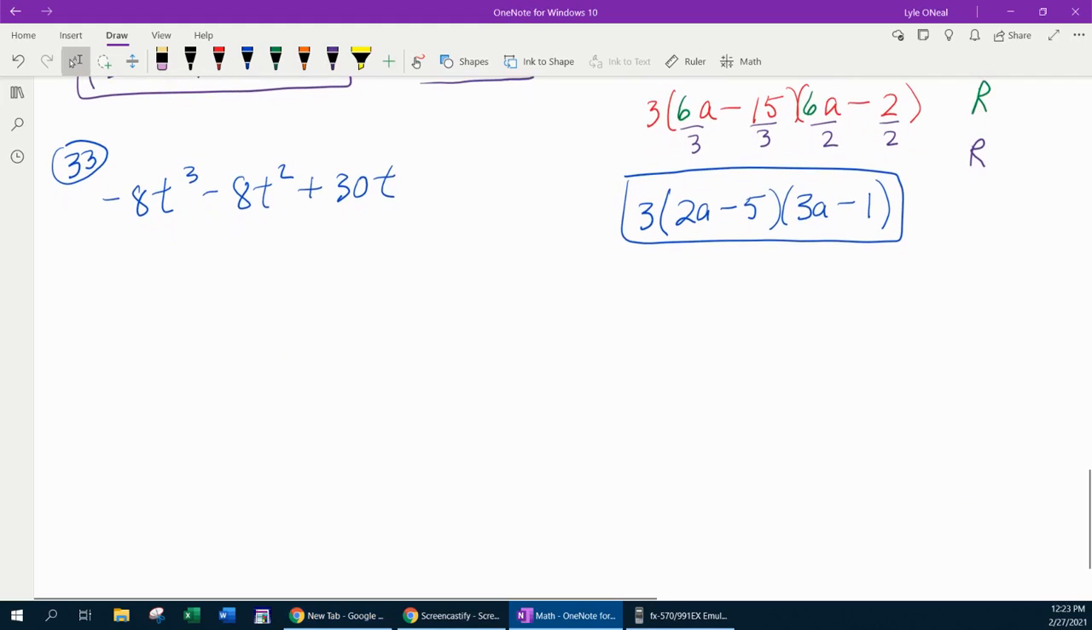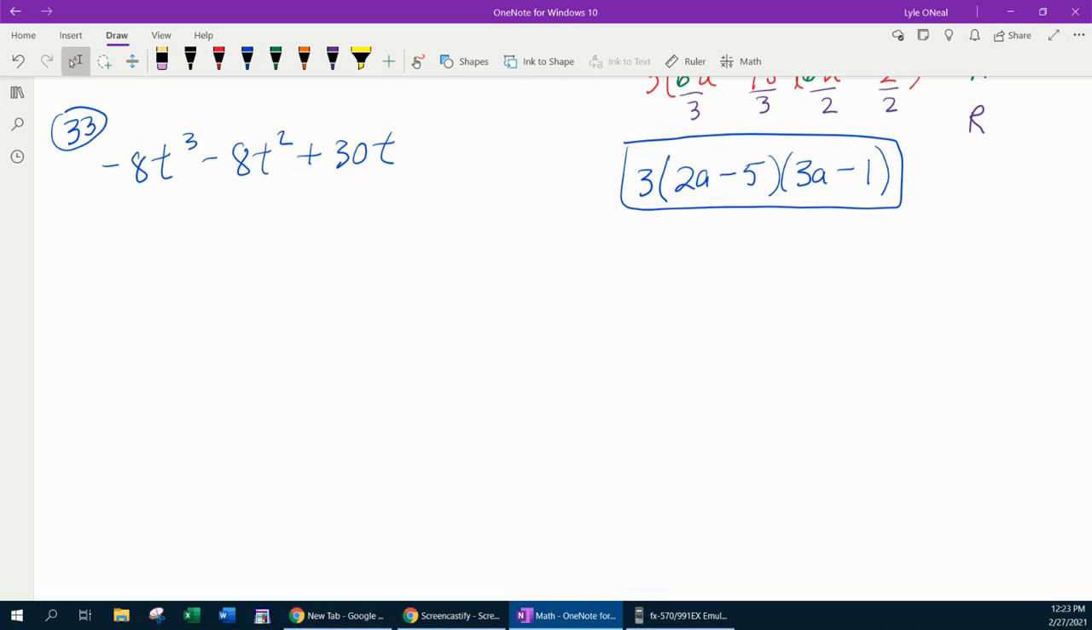Next example, we have number 33, which we do have a trinomial. The instructions again say factor. And so what I need to do first is I need to consider all 3 terms and see if there is a GCF that needs to be factored out. And I just realized that this lead term is negative. Don't forget we need to factor out a negative to take care of that. So what can divide evenly into 8, 8, and 30? I think the GCF there is 2.